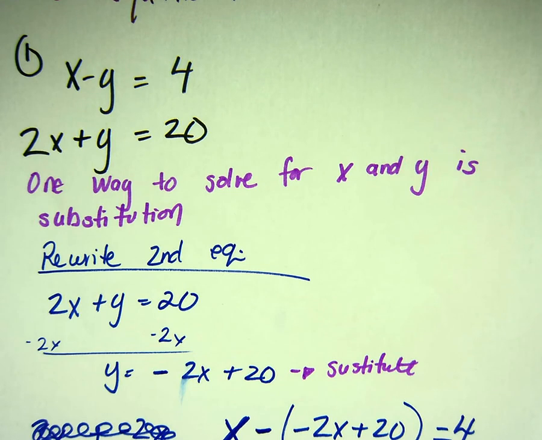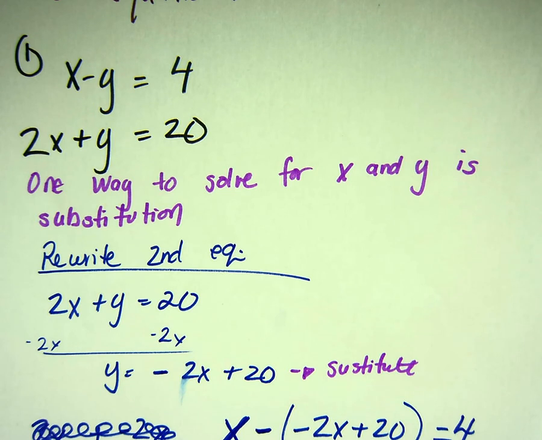We have x minus y equals 4. Then the second equation is 2x plus y equals 20. One way to solve for x and y is substitution. So here's what I mean by substitution. I like to keep stuff positive. So for the second equation, I'm going to rewrite it where I only have what y is. So I'm isolating the variable of y.